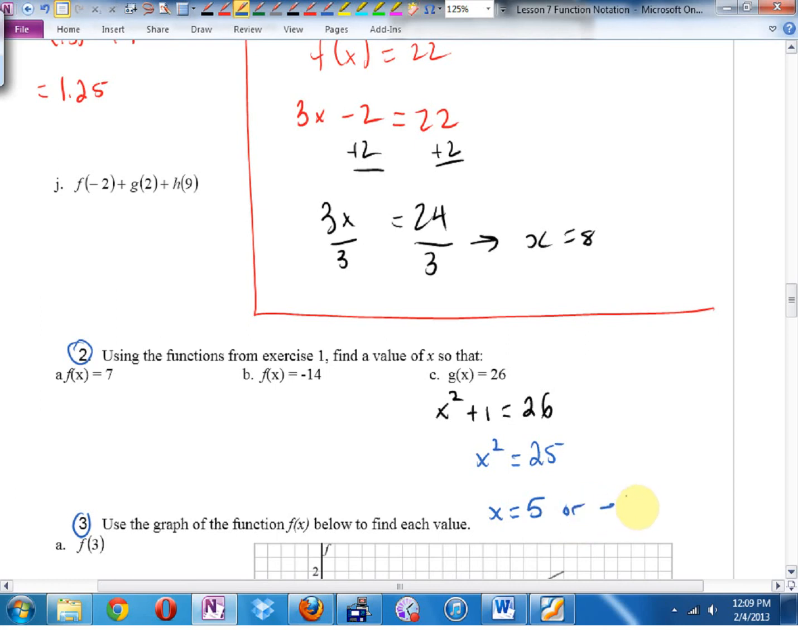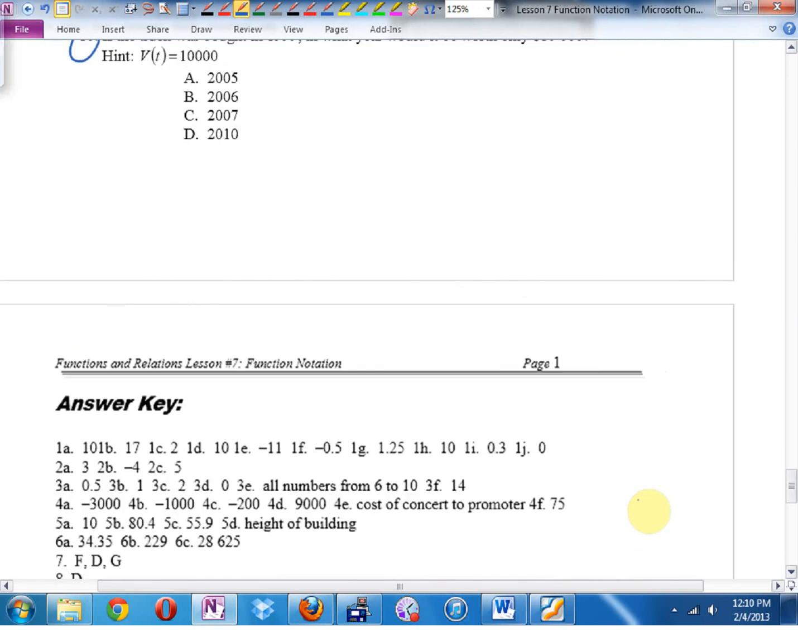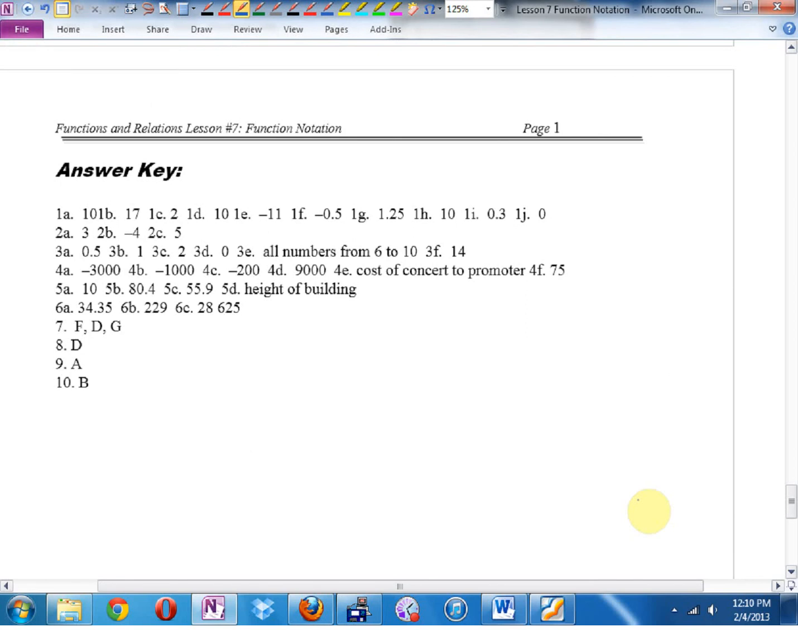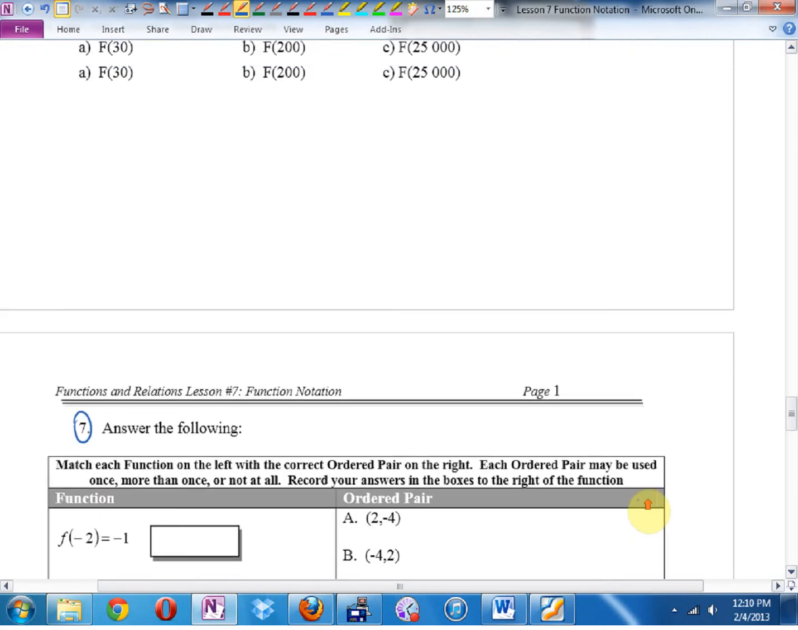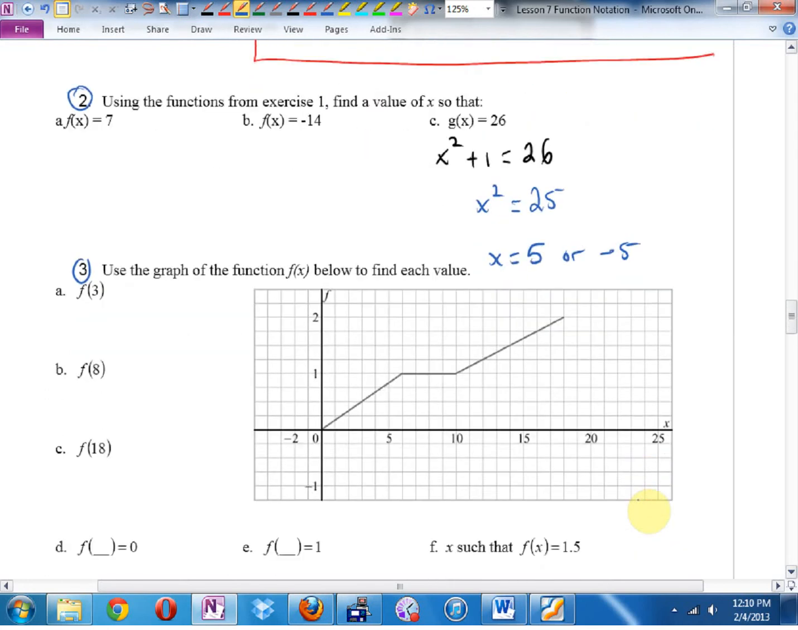This one actually has 2 answers that work. Let me see what it says in the back. 2c should have 2 answers. If it doesn't, I'll have to fix that. 2c, it just says 5. Actually, negative 5 does work technically. I wouldn't freak out, but yeah. Is that okay there? Any others?